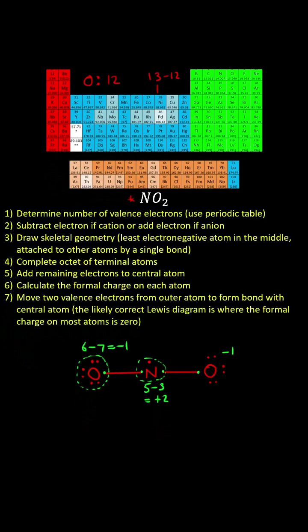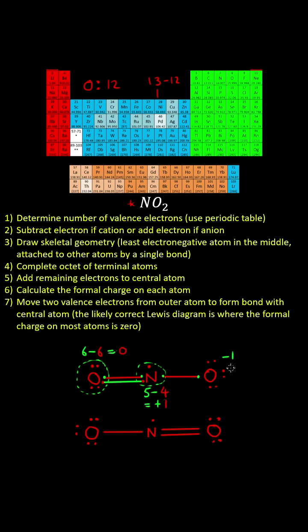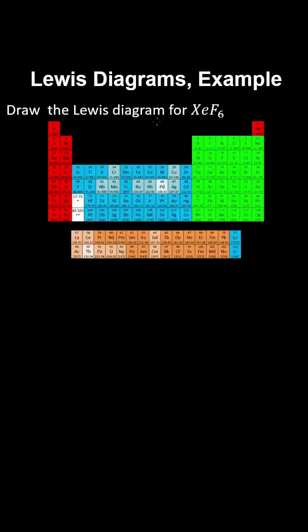So what we can do here is take 2 valence electrons from oxygen and use them to assign a bond. And now we'll recalculate the formal charge, and this is one of the 2 resonance structures of nitrogen dioxide. So note that we couldn't assign another bond to nitrogen because nitrogen is in period 2 and it cannot have an expanded octet. Let's draw the Lewis diagram for xenon hexafluoride.